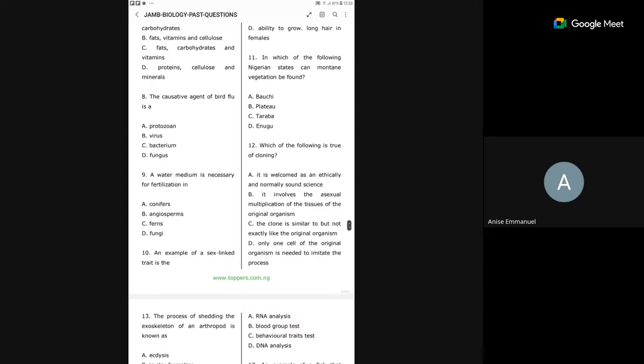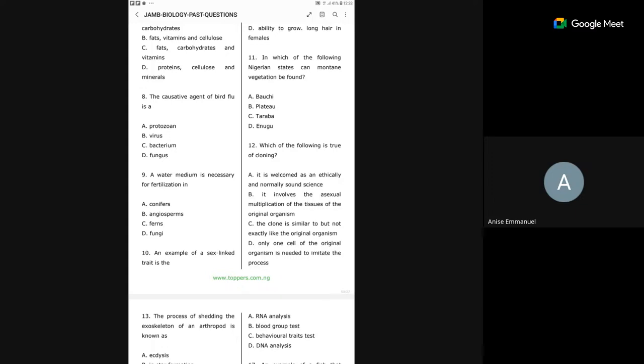Which of the following is true of cloning? Which one is true of cloning? When a person is cloned or when a living thing is cloned, what does it really mean? It means reproducing a particular organism, producing a new one from an old one. For example, making a human being from another human, or making a dog from another dog. There was a report of a successful cloning in the world. There was a scientist that actually cloned a sheep.